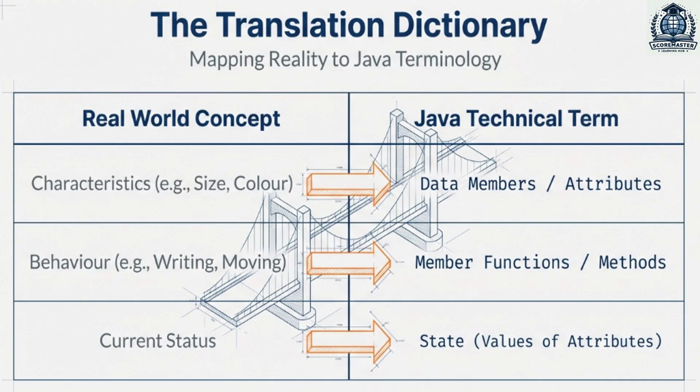Real world versus Java. Characteristics, for example size, color, represents data members / attributes. Behavior, for example writing, moving, represents member functions / methods. Current status represents state, values of attributes.